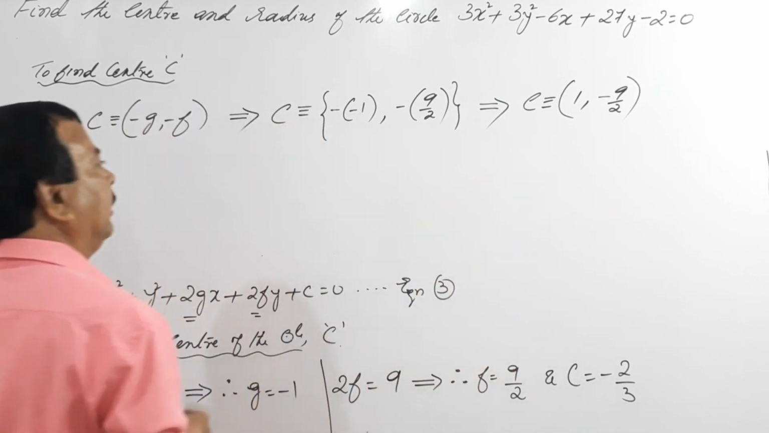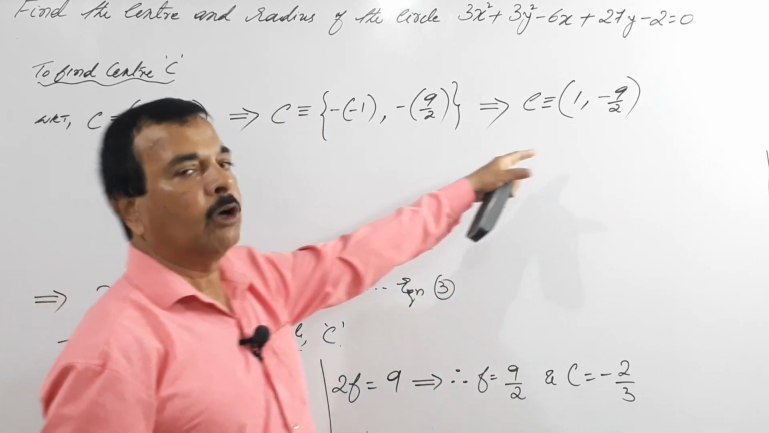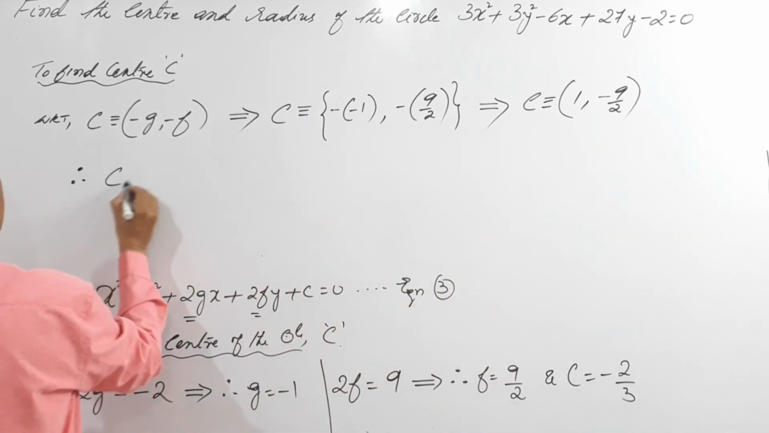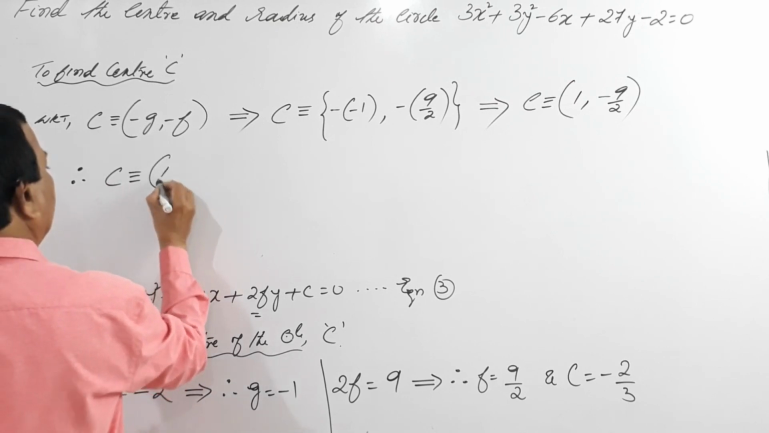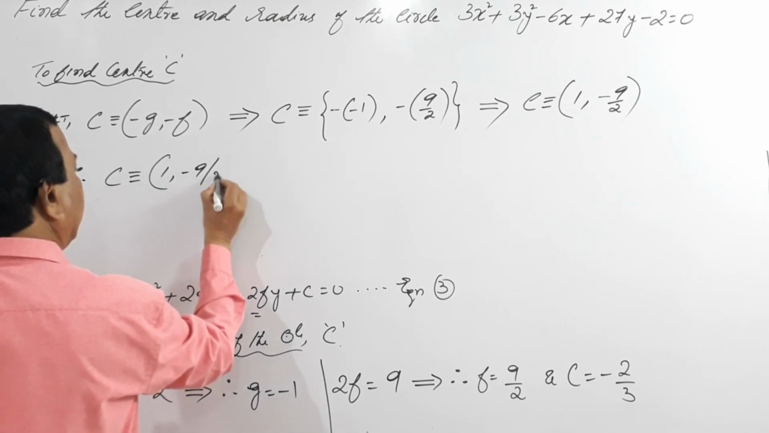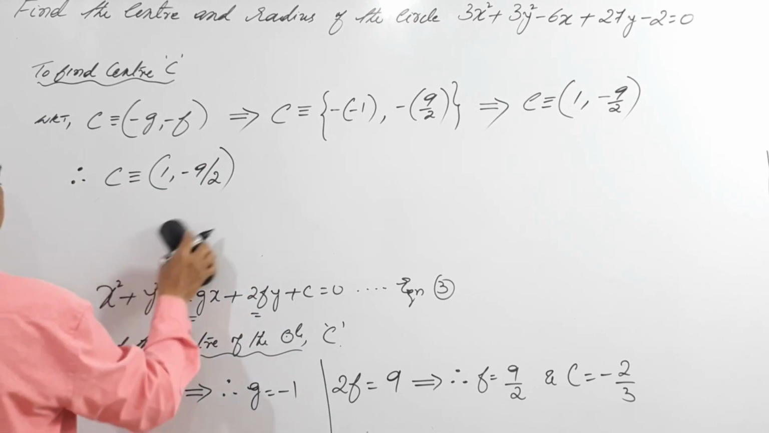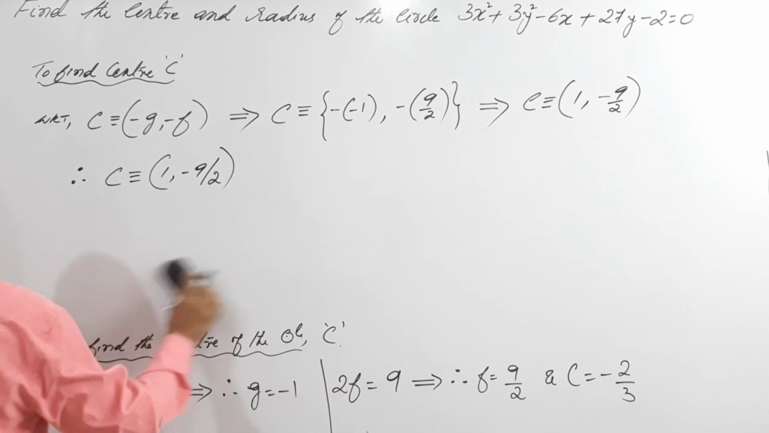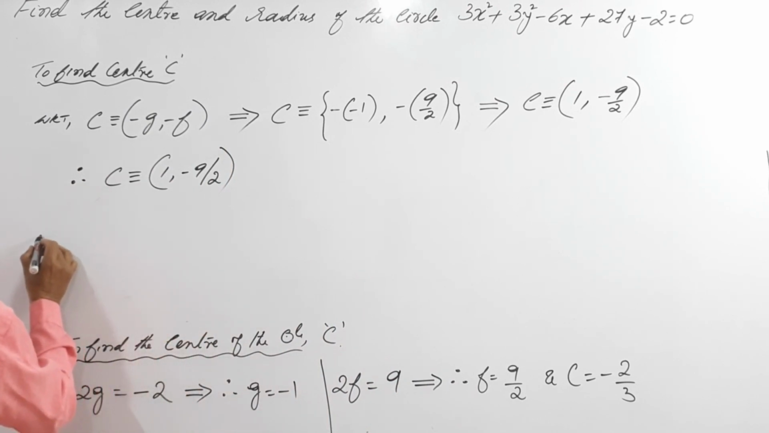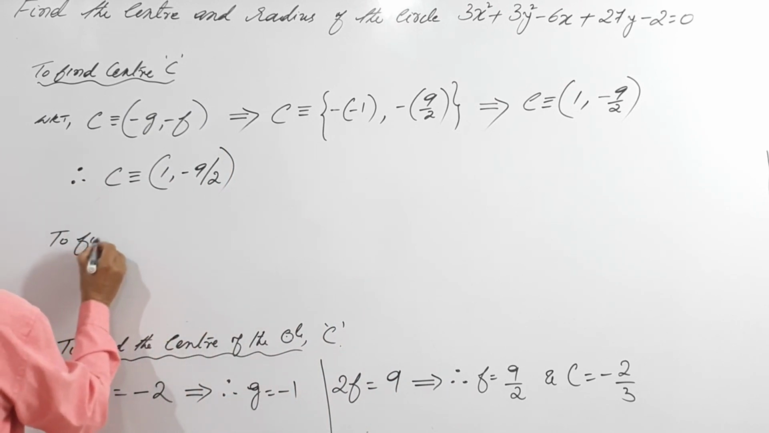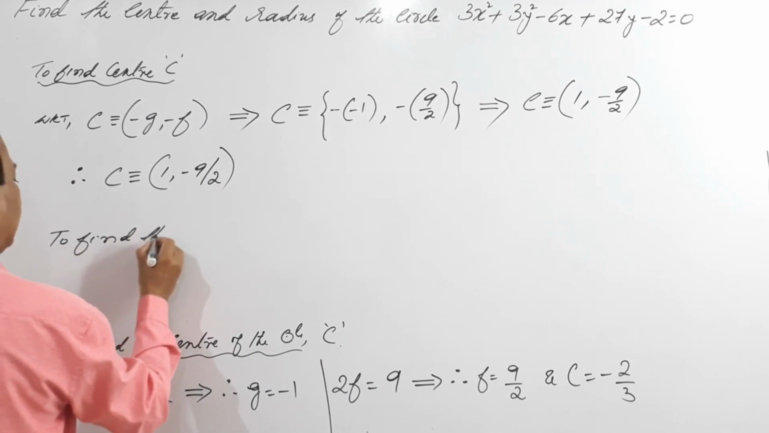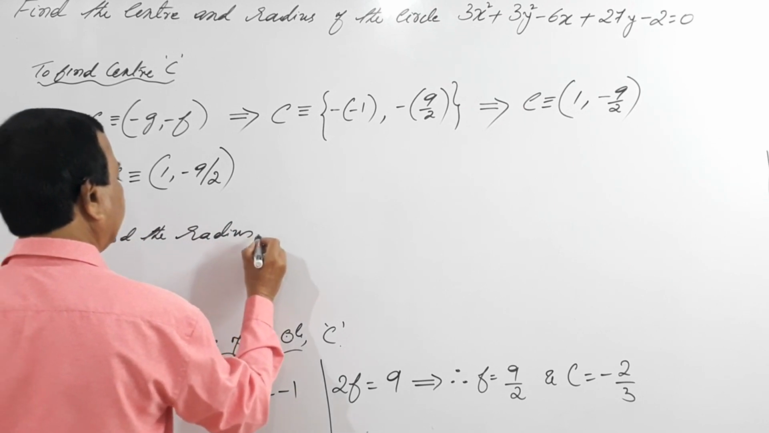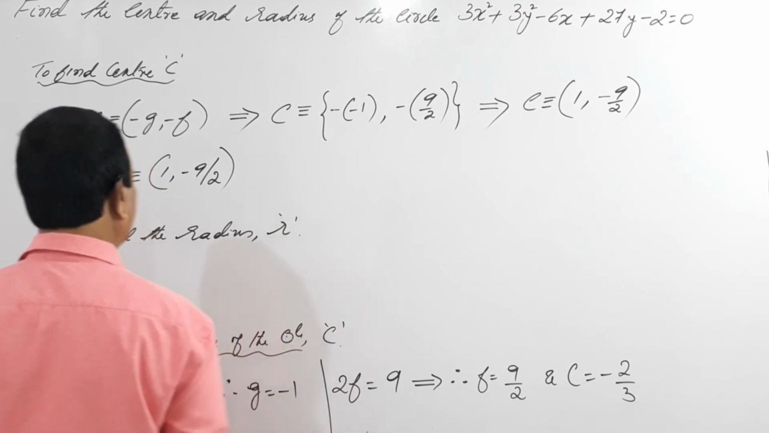So therefore you have calculated the center: center C equals 1 comma minus 9 by 2. Next, he asked you to find the radius of the circle. Next, to find the radius R.